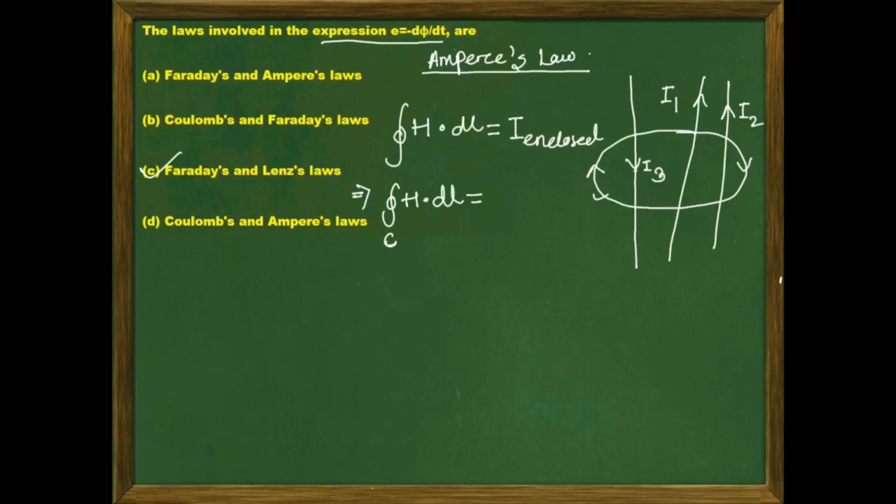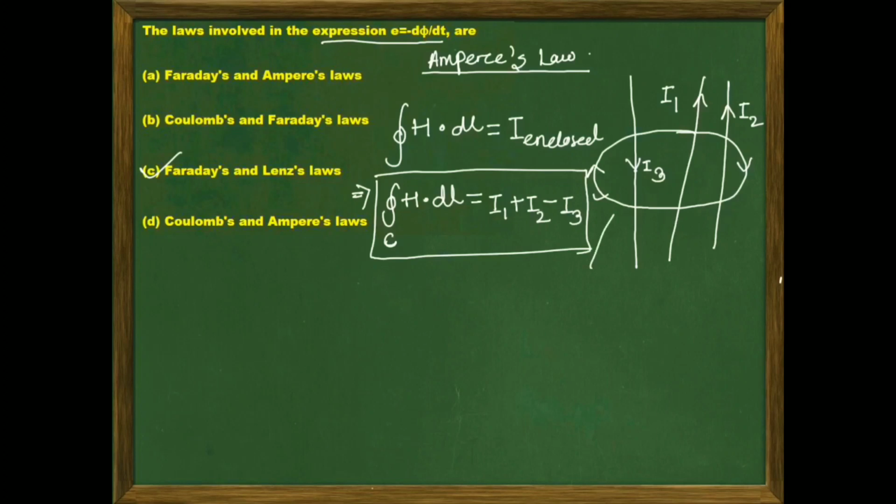Which implies that the line integral of H along this curve, let's take this as C, equals I1 plus I2 minus I3. Here I take the sign of I1 and I2 as positive because they are in the same direction, and I3 as negative because I3 is in the opposite direction. So this is all about Ampere's law, and this closed path is also called an Amperian loop.